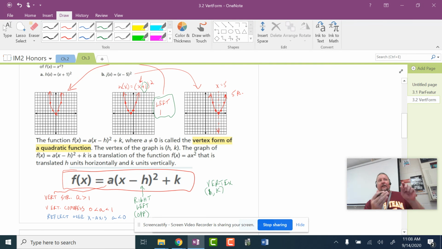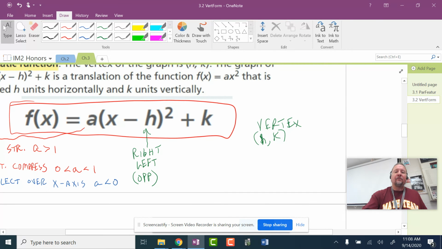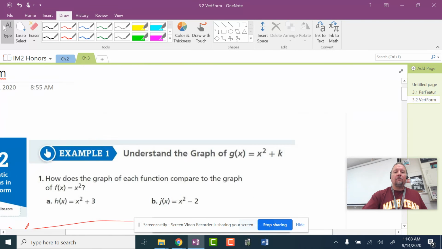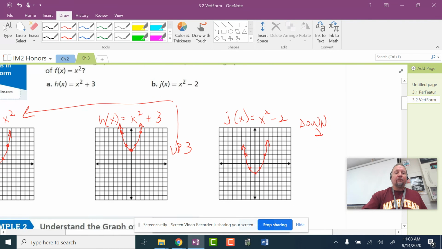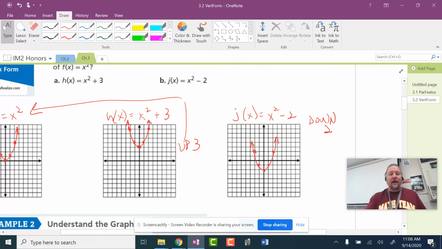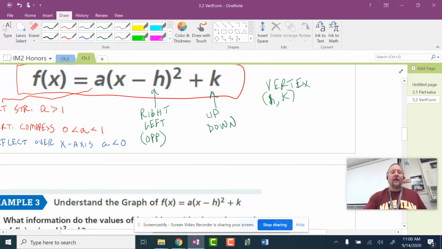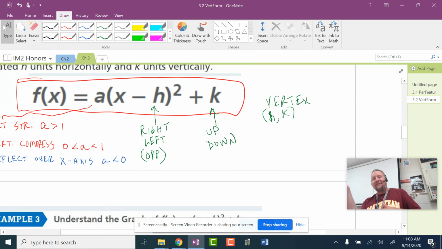But I'm also going to use that idea of plugging in what makes that parentheses 0. That's really the start of where the vertex is, and that should also take care of it. And then the k on the outside of the function is an up-down shift. I always say that's the same. Look at 2 notes ago: plus 3 was up 3, minus 2 was 2 down. It's exactly what I would think they should be. So I always say opposite, same. Think of the opposite for H, think of the same for K. That may help you, who knows.